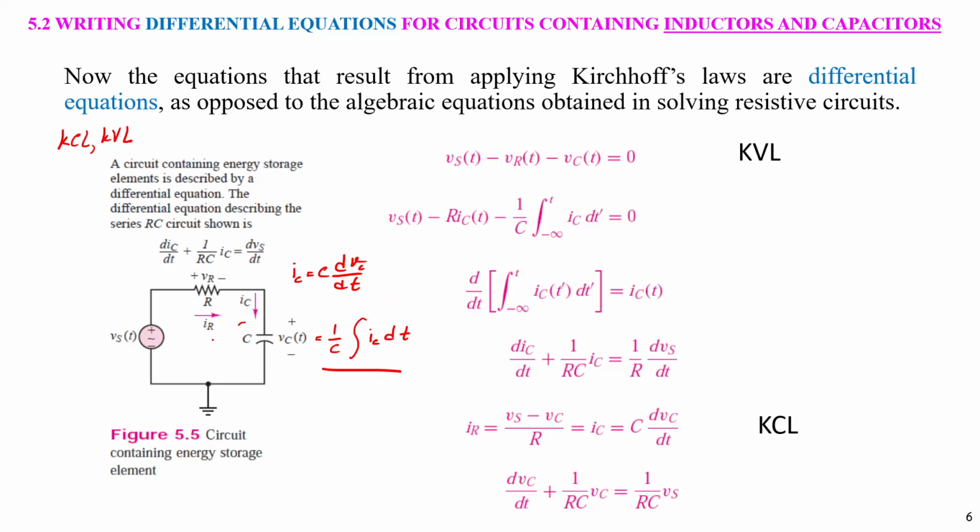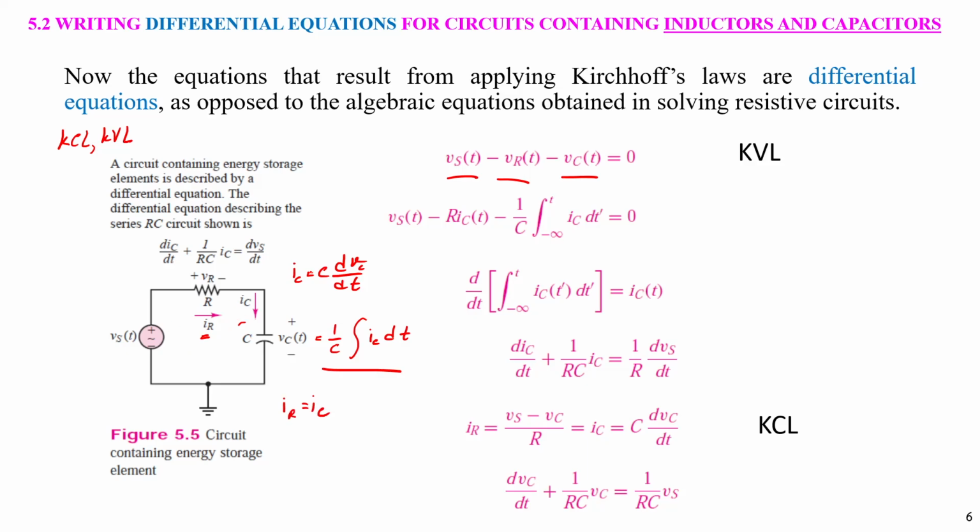So in this case, if we use KVL here, VS is plus minus, VR plus minus here, and VC plus minus here. So VS minus VR minus VC is equal to 0, right? And if the current flow is IR here, IR and IC are the same, right? IR and IC are the same.